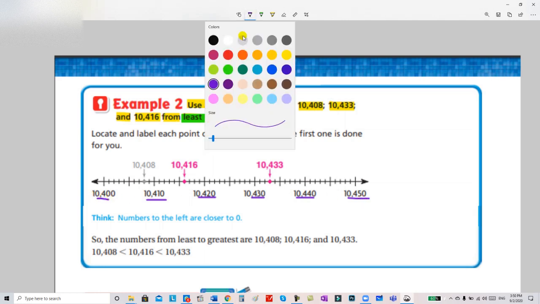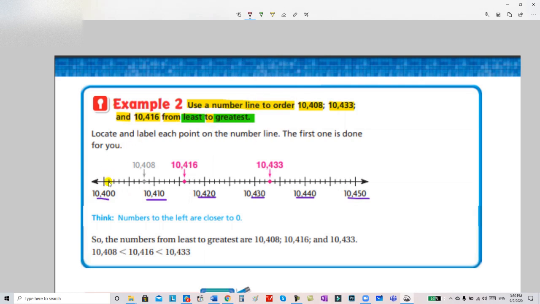So if we count the number of dashes between each number, we're going to find 10 dashes. Let's count it. We have 1, 2, 3, 4, 5, 6, 7, 8, 9, and our number is the 10th one. If we want to represent a number on this number line, we want to represent the first number, which is 10,408.